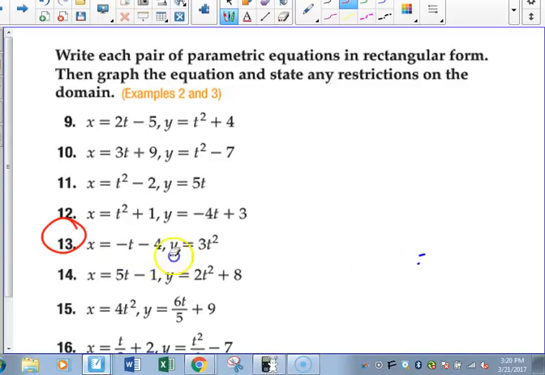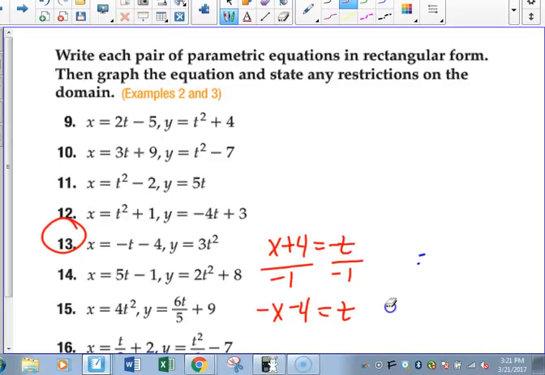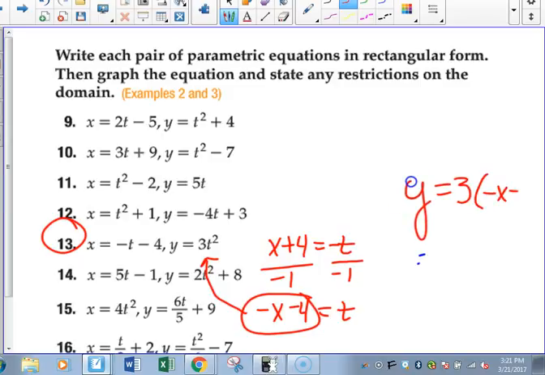Okay, so we could make x plus 4 equals negative t. We divide everything by -1. We get a negative x minus 4 equals t. Then what? We're going to put all that into this one. So y equals 3 times that ugliness squared.